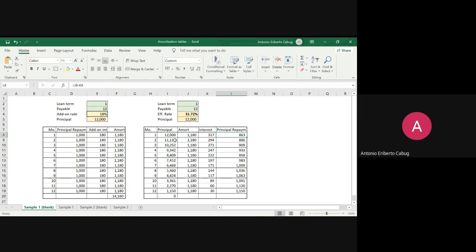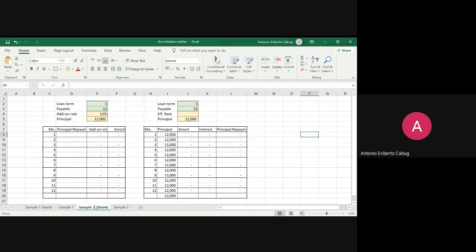So, yun yung tatanggalin natin sa principal. So, yung next dito, 12,000 minus 863, 11,137. Okay? So, this is what we're going to do for the remainder of the day. Try nyo gawin in another example. So, here, you have an add-on rate of 12%. The principal is 12,000. Try natin kung kaya nyo gawin on your own.